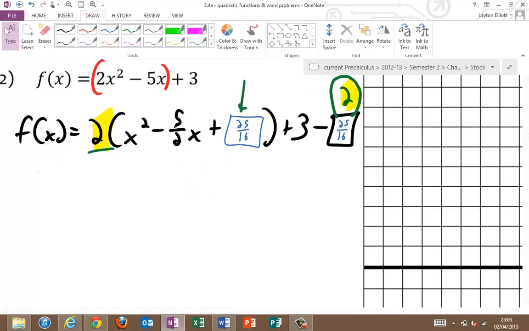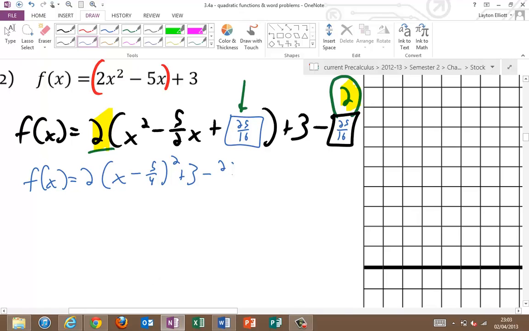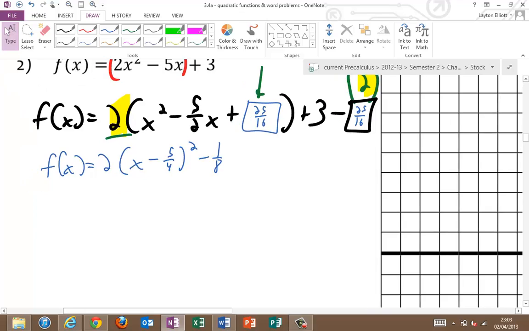If I write this now, I'm going to write it as f of x equals 2 times the factor. This is x minus 5 fourths, quantity squared. And then that would be plus 3 minus 25 over 8. 3 minus 25 over 8 is 24 eighths minus 25 eighths. So when I subtract that, I'm just going to erase this, since you can rewind and see it if you need to, I get -1/8. So that's my graphing form.